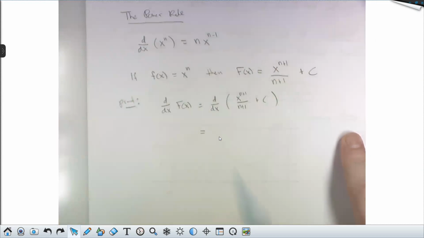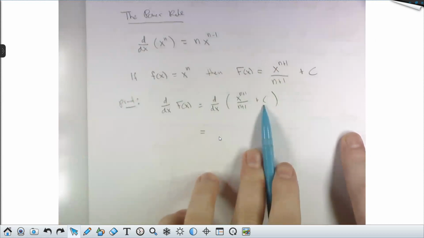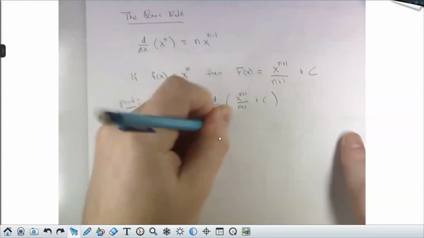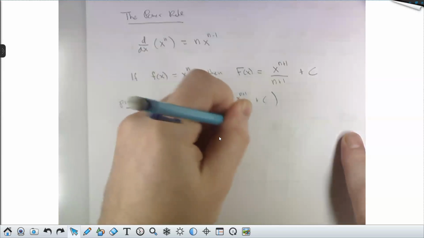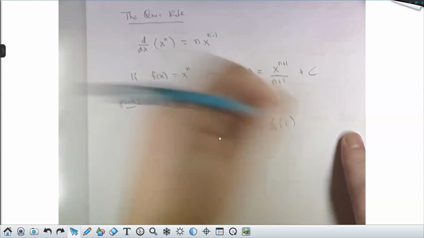If you want to take d/dx of x to the n plus 1 over n plus 1 plus a constant, first we would split this up as d/dx of x to the n plus 1 over n plus 1 plus d/dx of c.